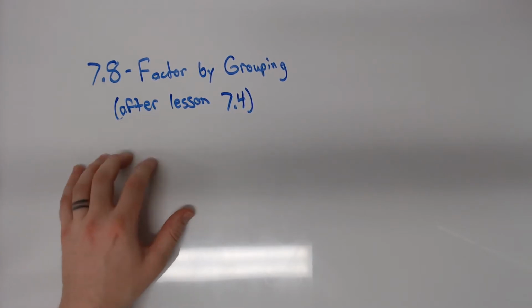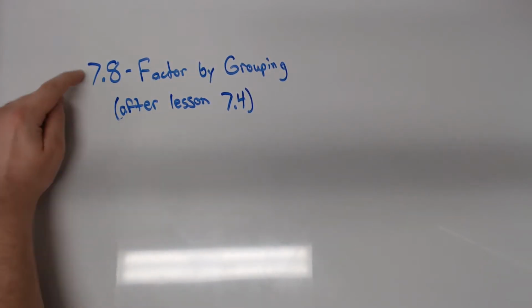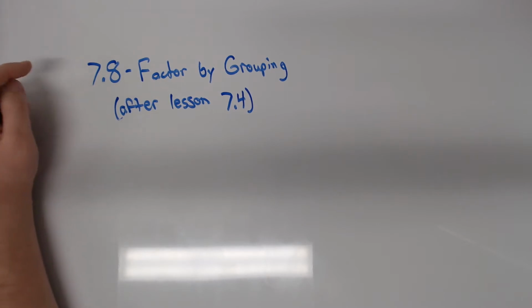I don't want you to guess and check because there's a better way. So we're going to start with factoring by grouping. There's more to lesson 7.8, but we're going to use that as a review at the end of the chapter.